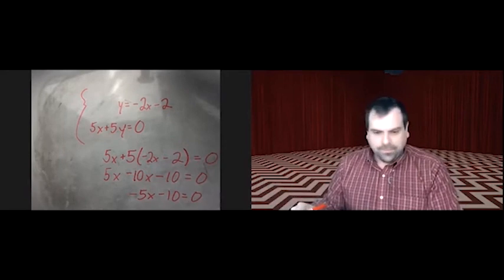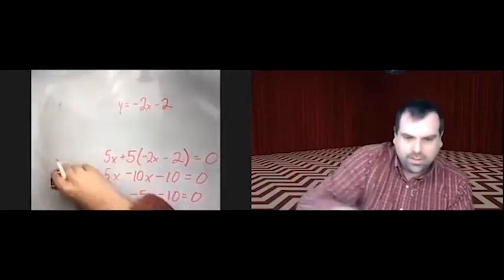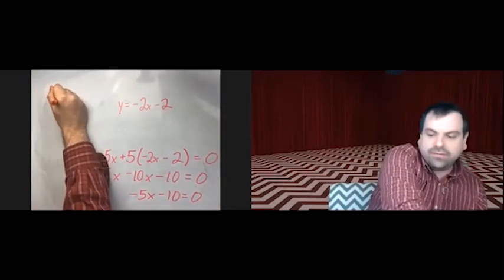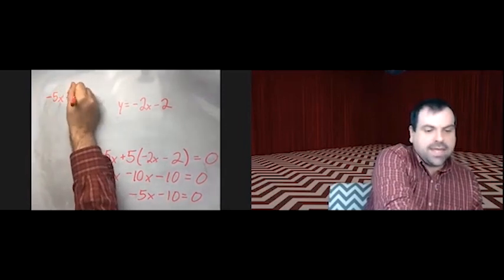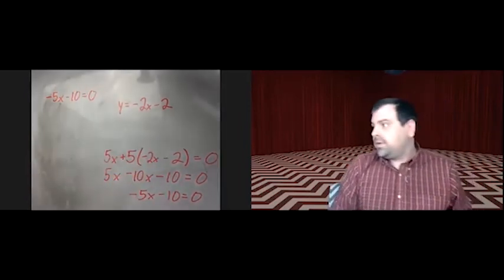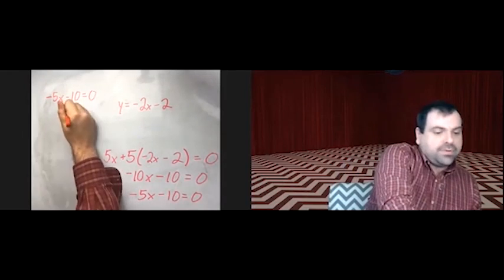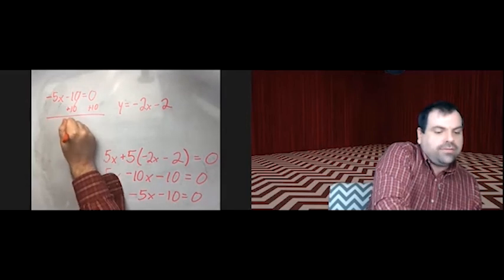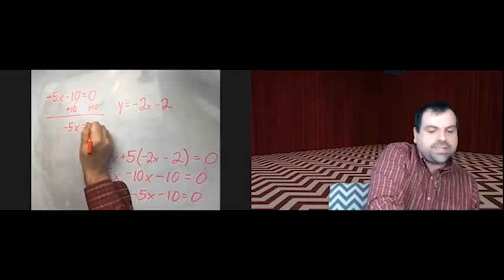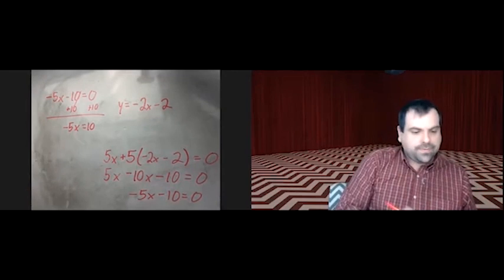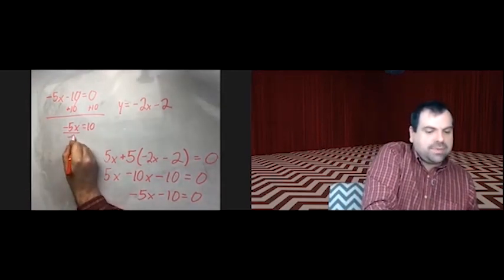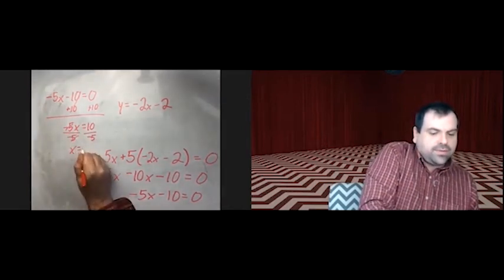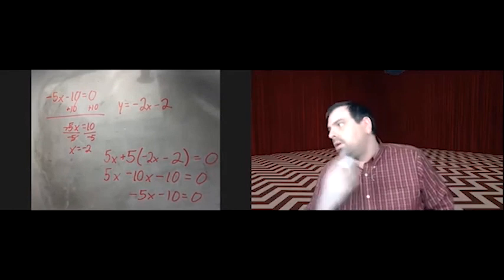I need more room. I'm going to move it over here. Negative 5x minus 10 equals 0. Add 10 to both sides. Negative 5x equals 10. Divide both sides by negative 5. X equals negative 2. We're not done.